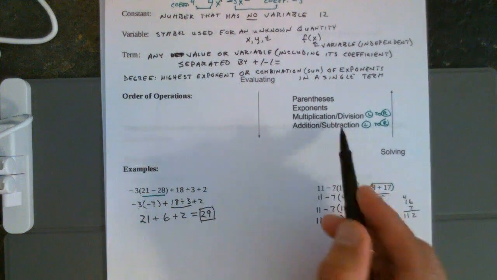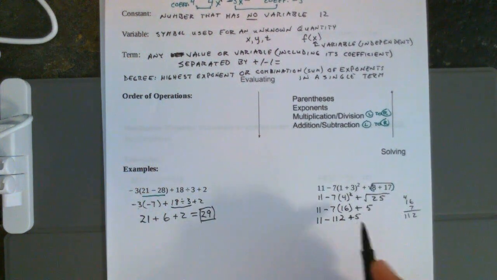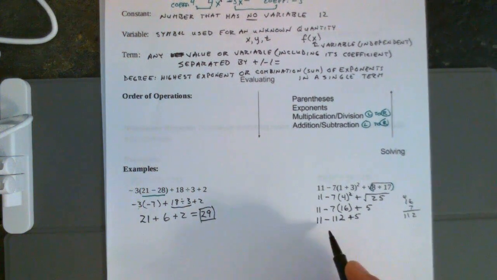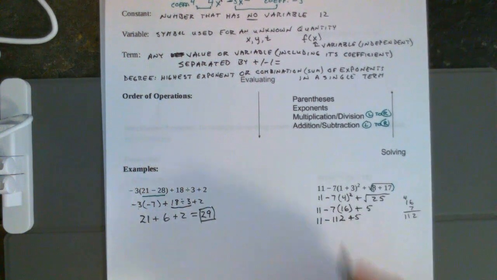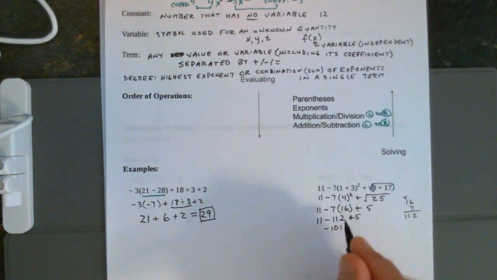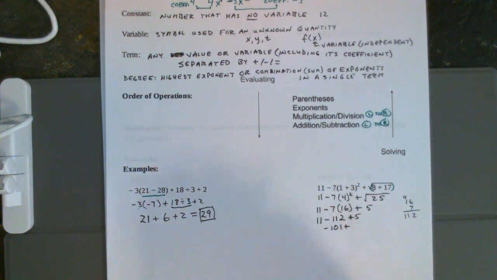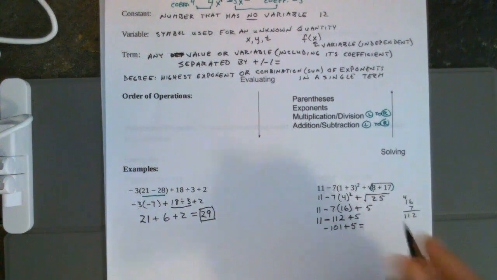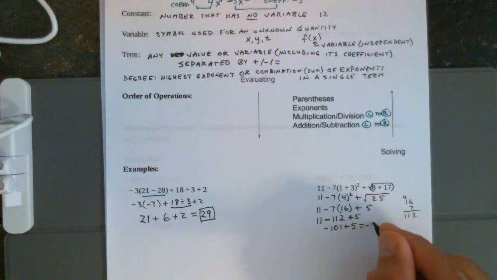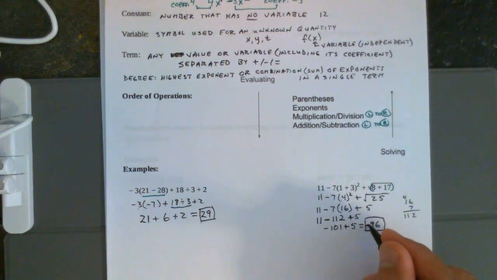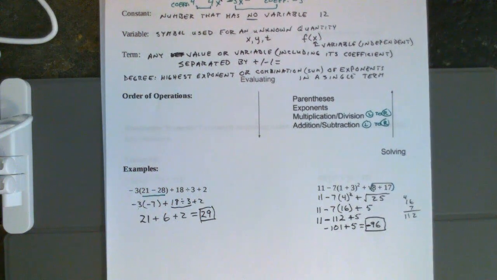Now, in theory, you're supposed to do addition and subtraction left to right. Some students find it easier to do all the positives together, all the negatives together, and then get a final answer. I will leave that up to you. So if we did 11 minus 112, that would be negative 101, because 112 is bigger than 11, so the answer is going to have that sign, which is negative. And then adding 5, going right 5 from negative 101 puts you at negative 96. So our answer would be negative 96.